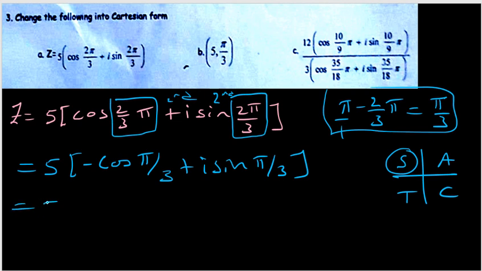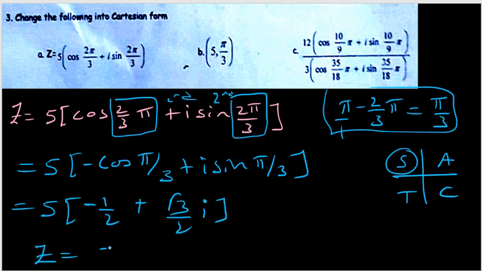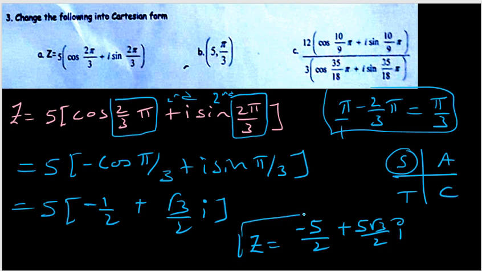Then this is equal to 5 times cosine 60, which is negative 1 over 2, plus sine 60, which will be radical 3 over 2 i. So when you finalize, it will be negative 5 over 2. Let's write it properly. The z is equal to negative 5 over 2 plus 5 radical 3 over 2 i. This is the Cartesian form of the given complex number.